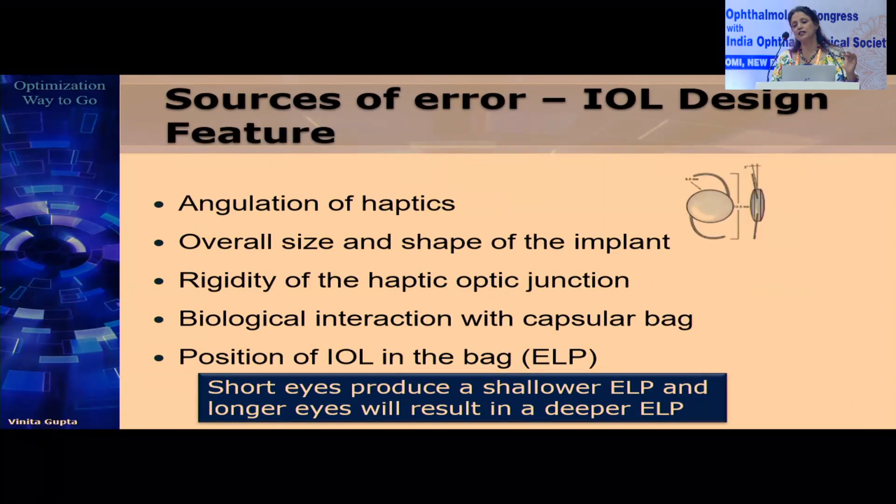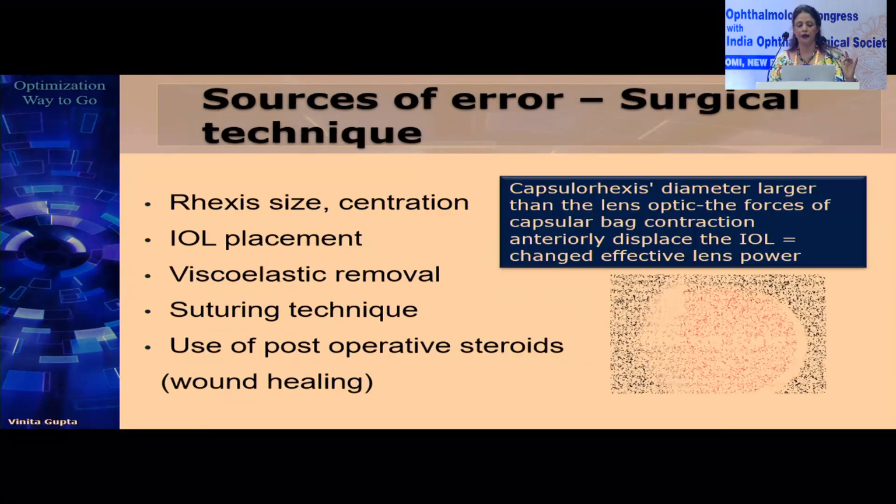Then we have the sources of error arising because of the IOL designs: the angulation, their overall size, the shape, the rigidity of the optic-haptic junctions, their biological interaction with the capsular bag which may vary from eye to eye, and the effective lens position, which another speaker will be talking about. We all know short eyes produce a shallower ELP and longer eyes result in deeper ELPs.